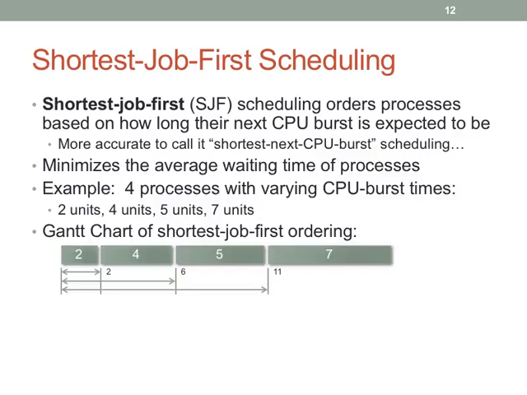Again, same example that we have from 24. So we have 4 jobs, 2 units, 4 units, 5 units, and 7 units of time in length. And if we do the shortest job first, the shortest CPU burst first, we minimize the average time to starting a job. Okay.